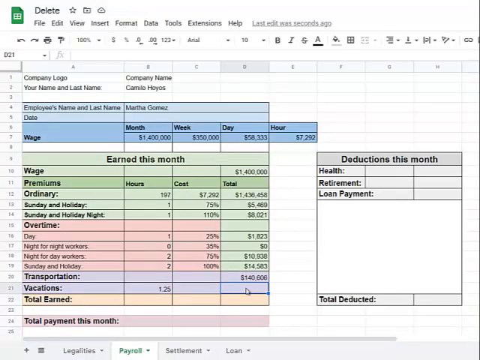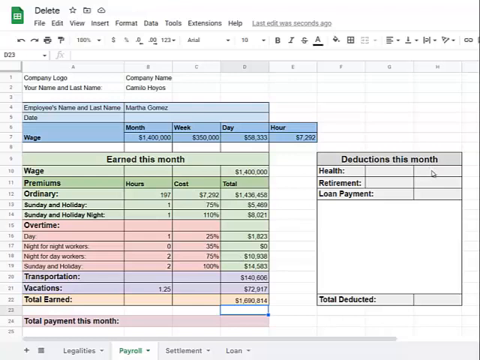Then the formula here for the vacations would be as simple as equals this 1.25 times the daily wage, which is this one, because it's per days. Enter, right? Should be 72,000. Now the total earned is very simple. It's just the sum of all of these right here. So equals sum, open parentheses, all the way from here to here. Close parentheses, enter. Great.